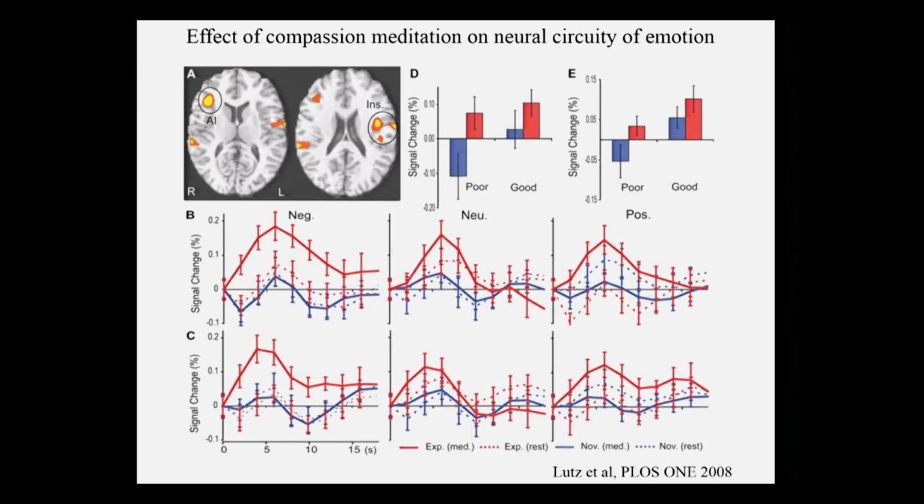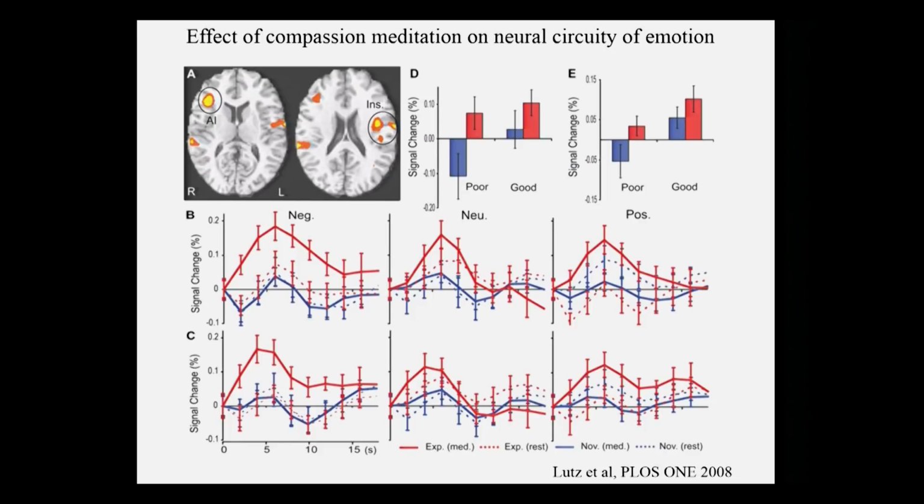So I'm just going to go over a few exemplary studies that have been done in the literature and then talk about what's consistent across them. This is a very early study from Richie Davidson's group, Antoine Lutz, where they were comparing very experienced meditators in the Tibetan tradition versus novices.